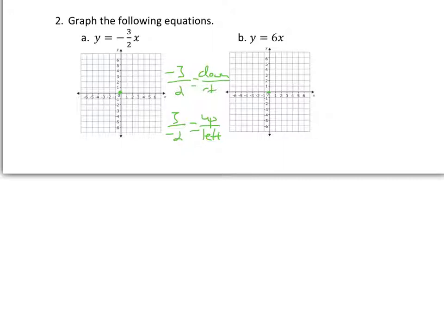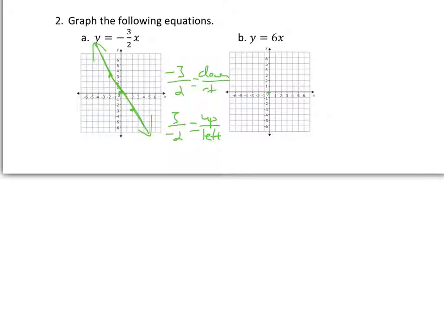Okay, so let's do the down 3, right 2 first. Down 3, right 2 from our 0, 0. That's good. You could also go left 2 and up 3, which is great. Notice that that creates the exact same line either way. Okay, so you don't have to put both those points. You only need one of them. I'm just showing you 2 different options to work it out, and then you connect the line.